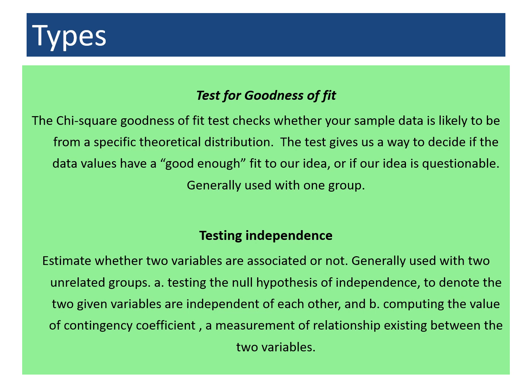Next one is the testing independence. Here what happens? It estimates whether two variables are associated or not. Generally used for unrelated groups, and it is used in two ways, like for testing the null hypothesis of independence to denote the two given variables are independent of each other, and second is computing the value of contingency coefficient, a measurement of relationship existing between the two variables.